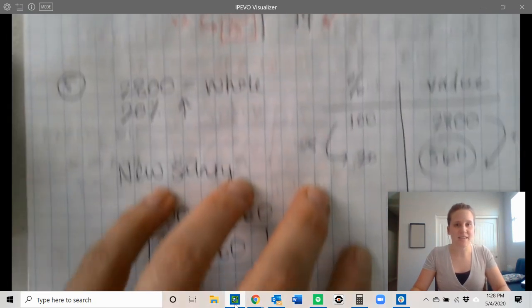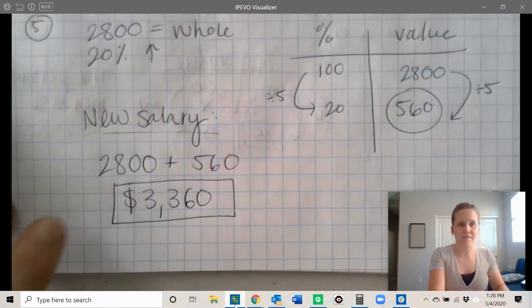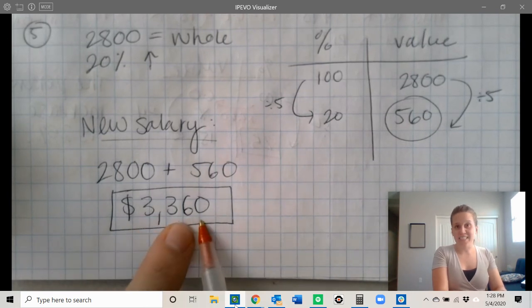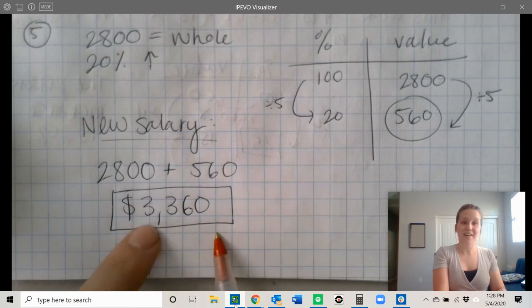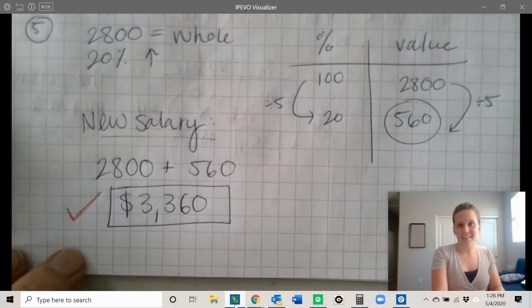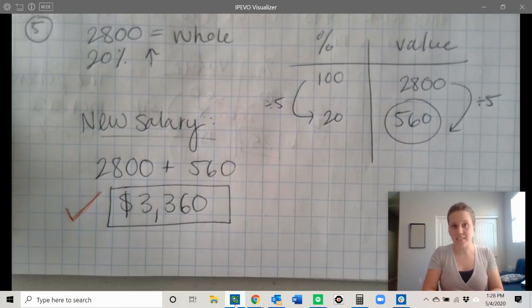All right, taking a look at question number 5. Here is my answer. $3,360 is her new pay. Okay. If you got that, can you put a nice big check mark next to that answer? If you didn't, that's okay. Let's talk about how we got that answer so that you're really prepared for your independent practice.